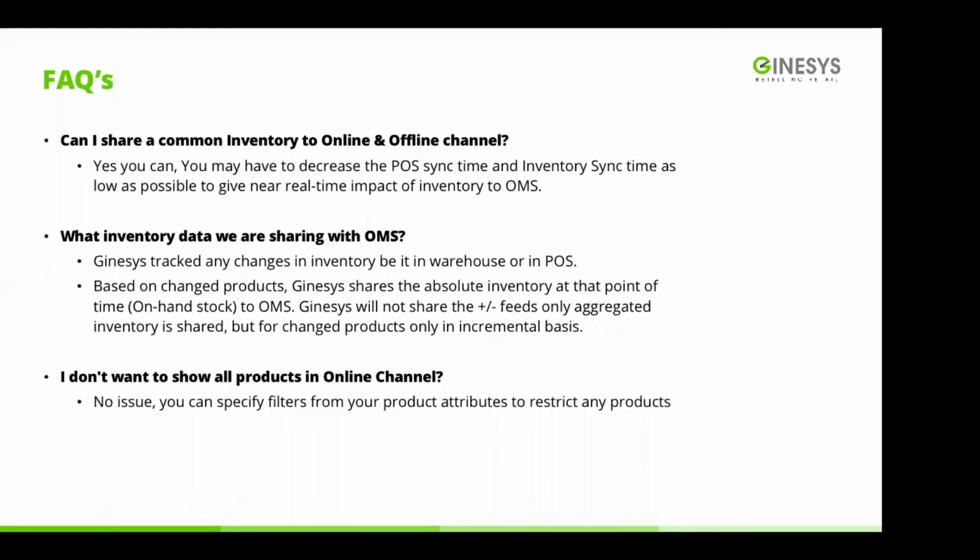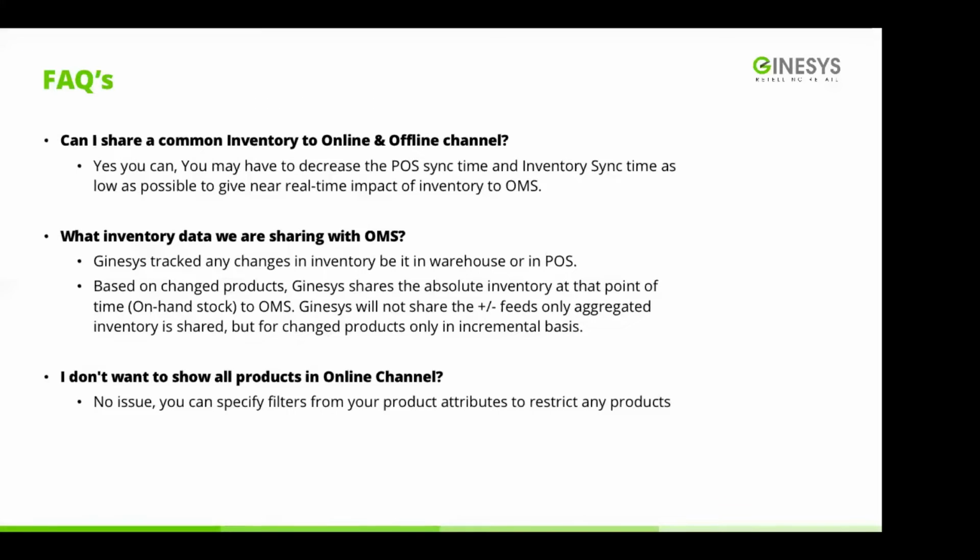So what inventory data are we sharing with OMS? Ginesys tracks any changes in inventory, be it in warehouse or in POS. Based on changed product, Ginesys shares the absolute inventory, the on hand stock at that point of time, to OMS. Ginesys will not share the plus minus feeds, only aggregated inventory is shared, but for the changed products only, on an incremental basis. So suppose you have 10 products and 2 products moved between stores, or any changes happen for 2 products, then we are going to share only 2 product stocks, and the stock will be the absolute number, that is on hand stock at that point of time.